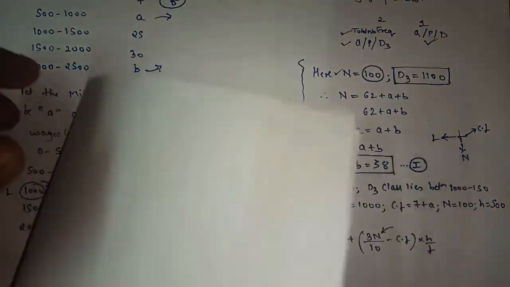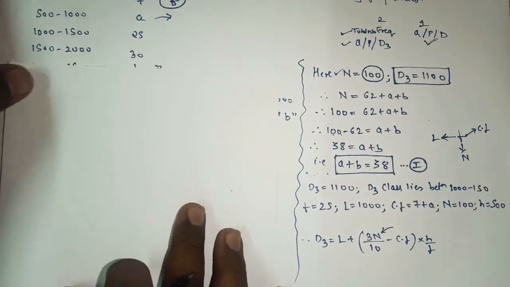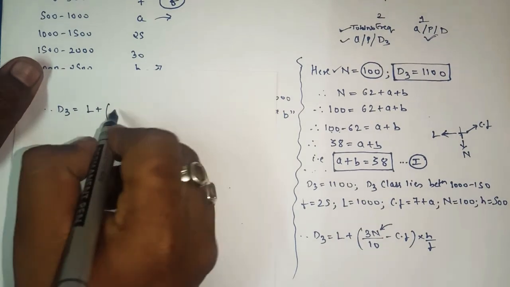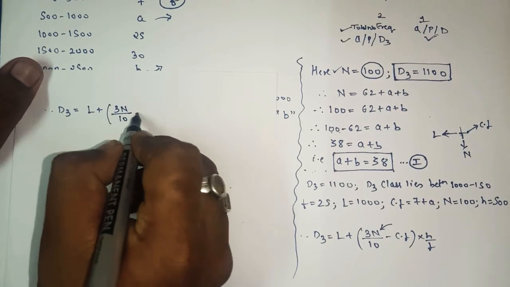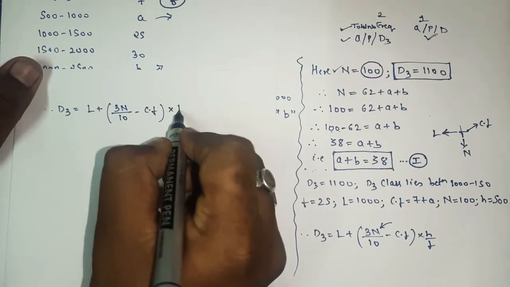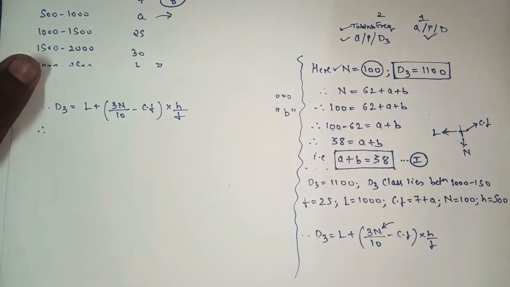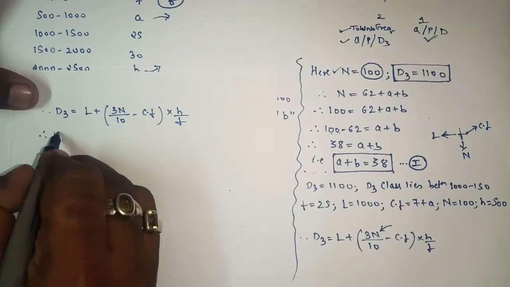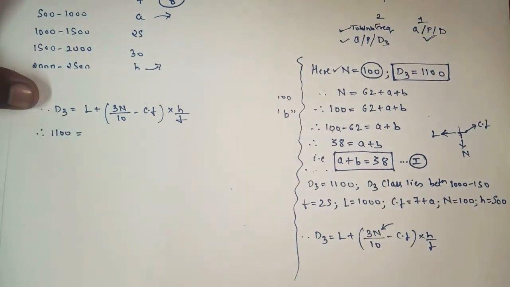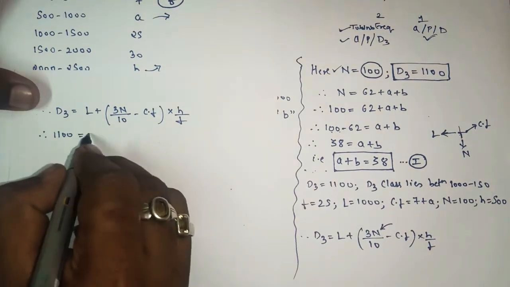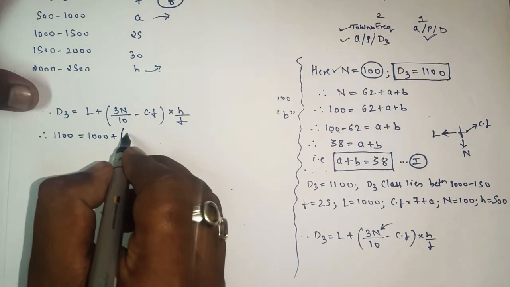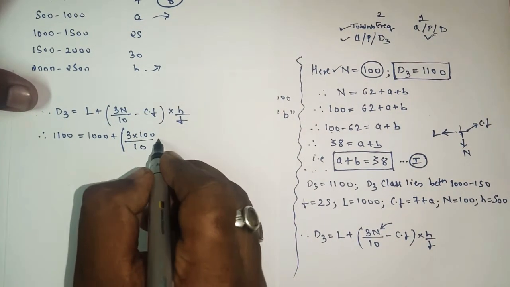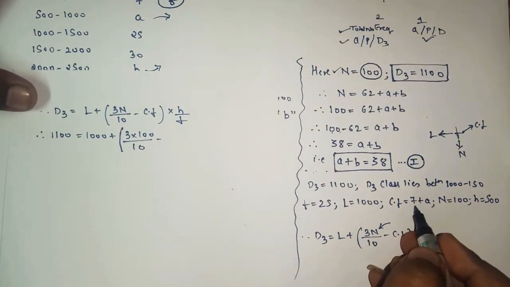Again I will write the formula. D3 equals L plus 3n upon 10 minus CF into H upon F. So therefore, D3 value here is 1100, and L is 1000, plus 3 into n, which is 100, upon 10, minus CF. Here we have 7 plus A.